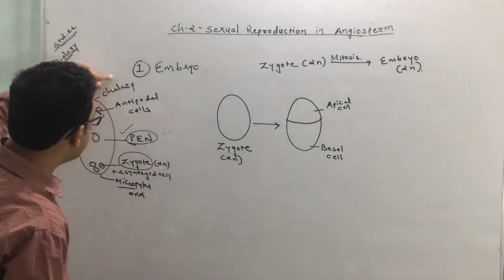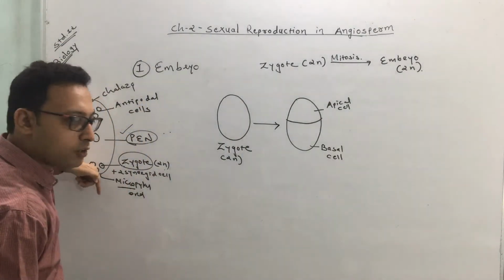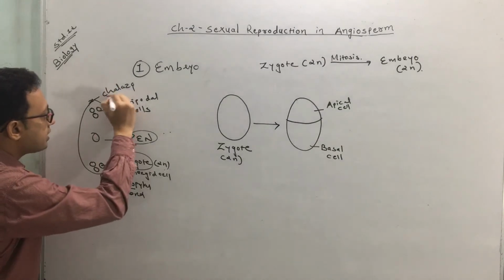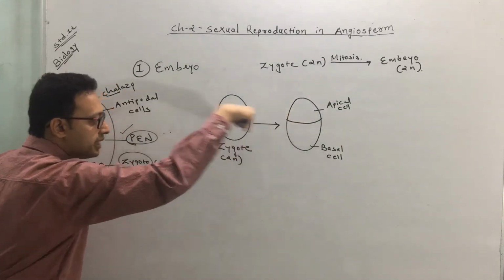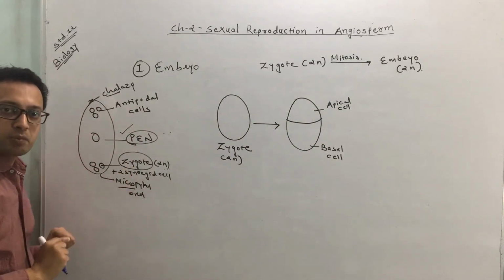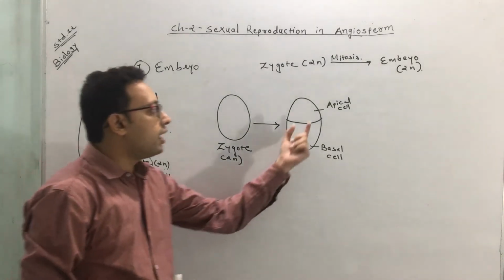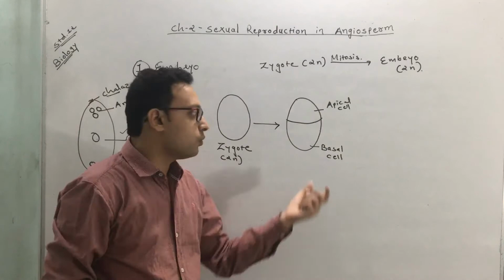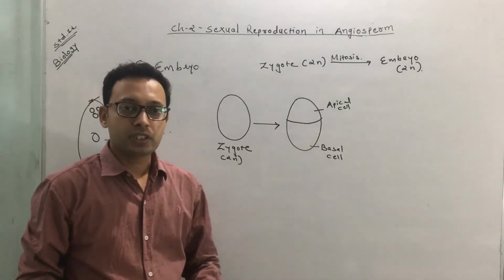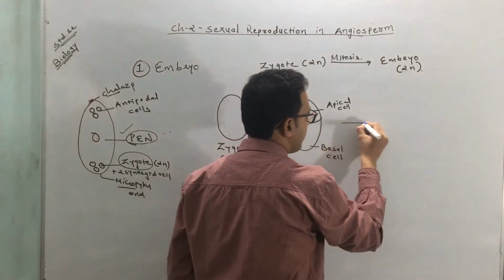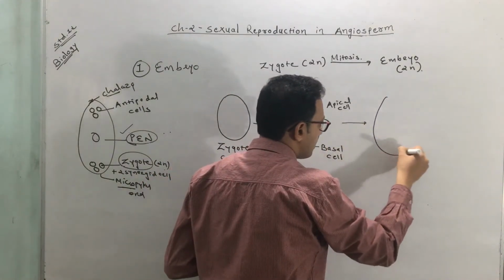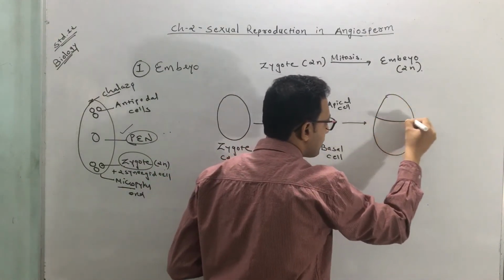This is towards the chalaza and this is towards the micropyle. Towards the chalaza, this is the upper cell. And this is the basal cell, which is towards the micropyle. Clear? Two unequal divisions occur, not equal. So one large cell and one small cell. So it's a transverse division. After that, what happens? Afterwards, we have a condition like this.